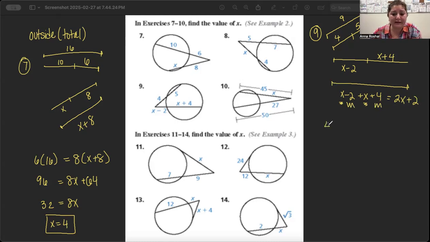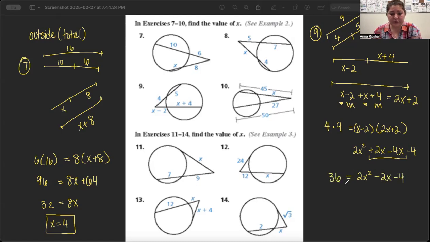So I'm going to go the outside of my line times the whole line equals the outside of my line times the whole line. Whoops, that's supposed to be 2x. And then in here, I'm going to distribute. I'm going to get 2x squared plus 2x minus 4x minus 4. These are both like terms, so I get 2x squared minus 2x minus 4. And all of that equals 36.